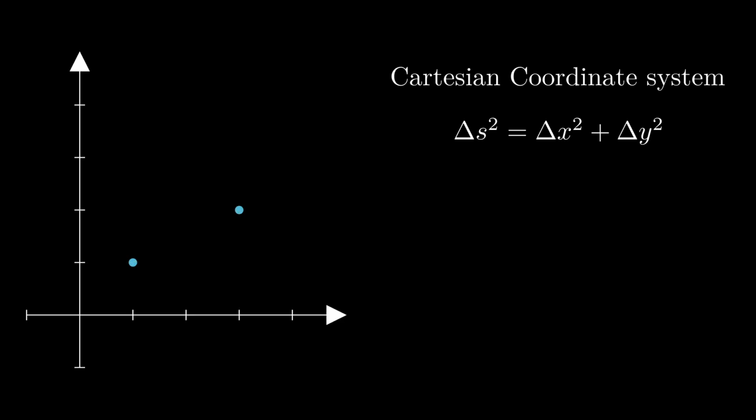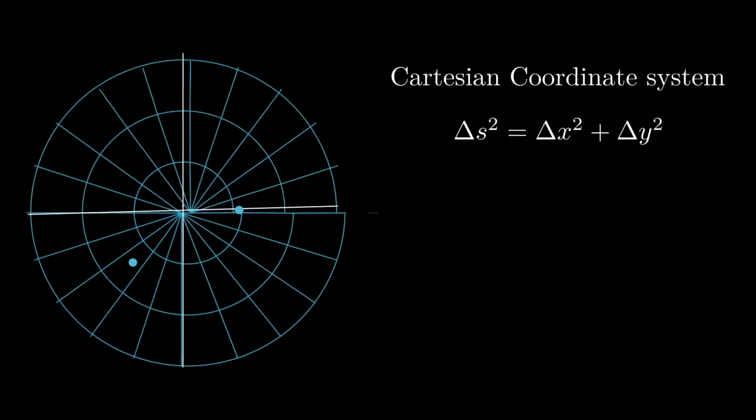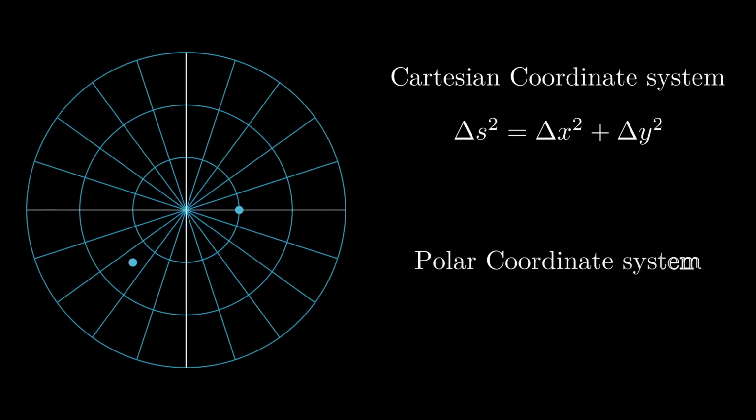Without altering the underlying flat space, which is our plane, we can of course decide to choose a different set of coordinate axes. Let's take for instance polar coordinates. Here we have a radial coordinate r, being the distance from the origin, and the angular coordinate theta, indicating the angle with the horizontal direction. Our objective remains the same: express the distance delta s, which is unaltered, in terms of the new coordinates.